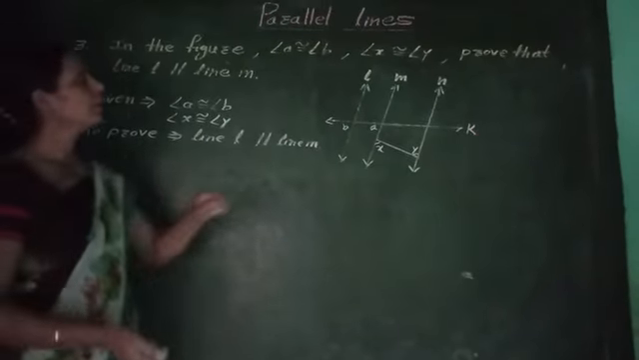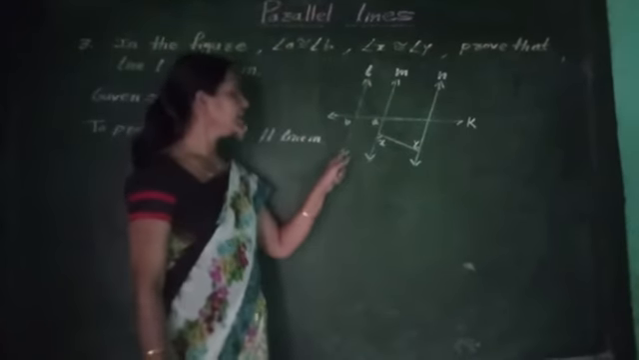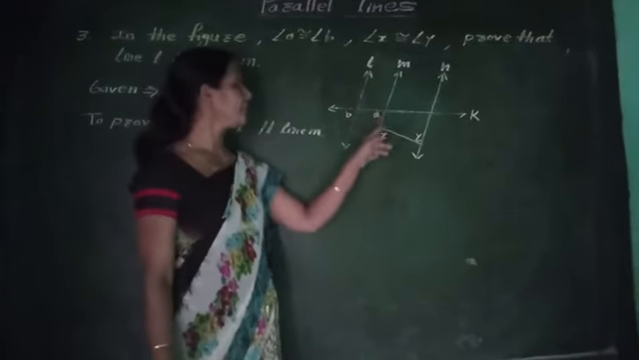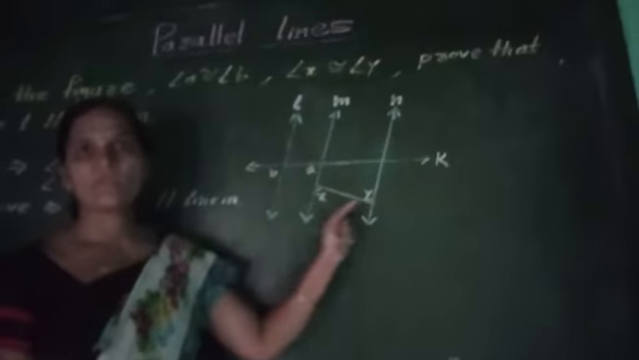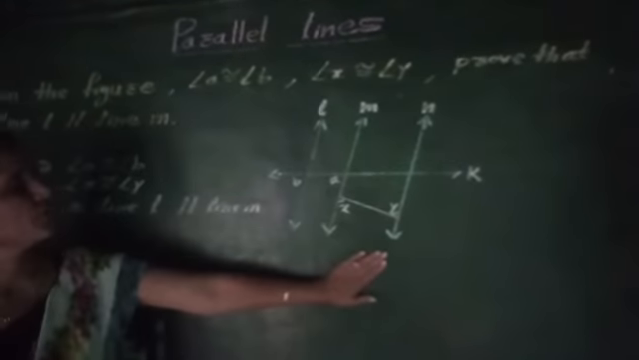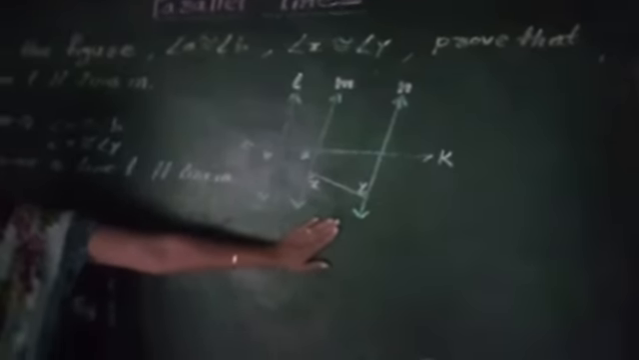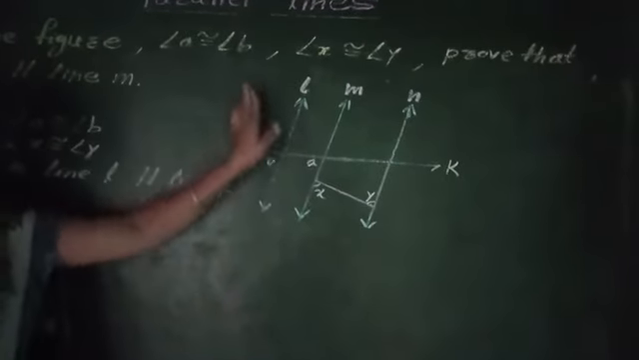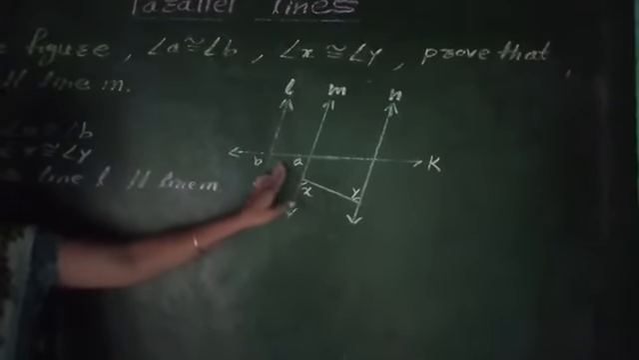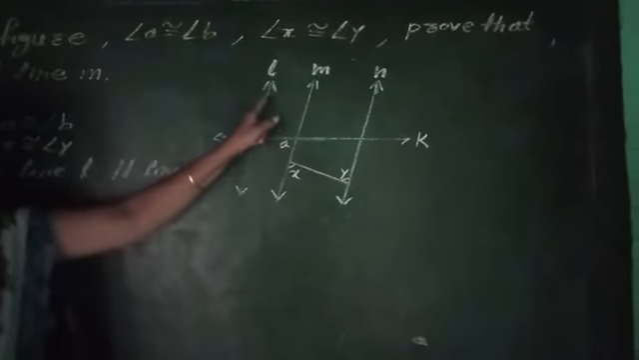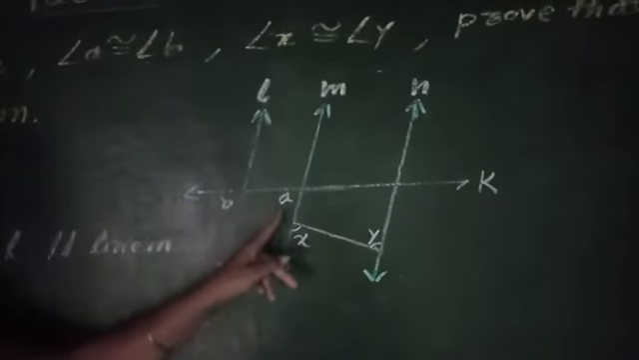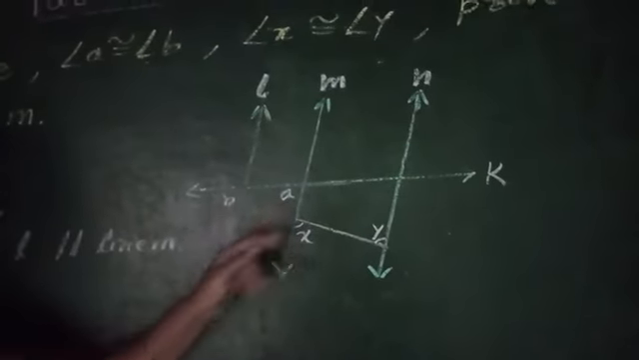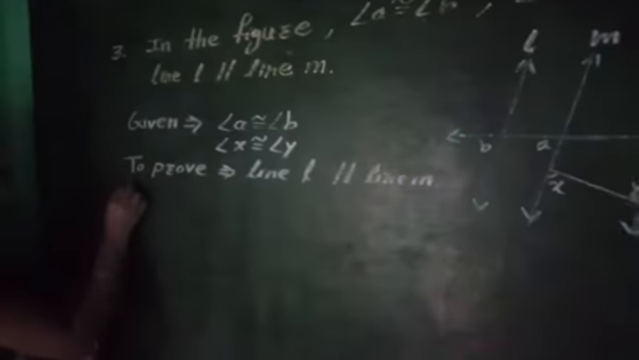Now here, this is line L, this is line M, this is line N, and we also draw a line. From the figure, we are given that A is congruent to B. If lines L and M are parallel, then A and B are congruent, meaning the corresponding angles are congruent. So we write the proof.